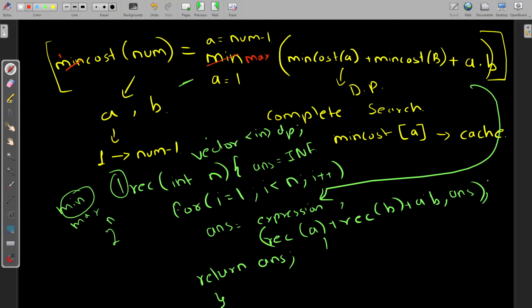This is not the min cost right now. This is the max cost. Similar for here. What will happen when I change the recurrence relation from min to max? Can someone answer in the chat?